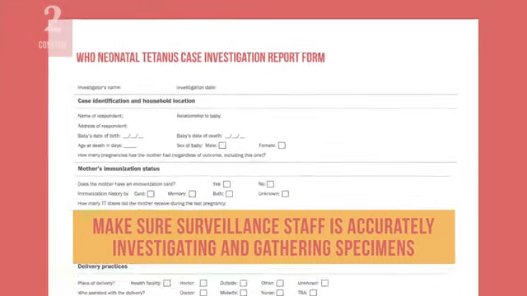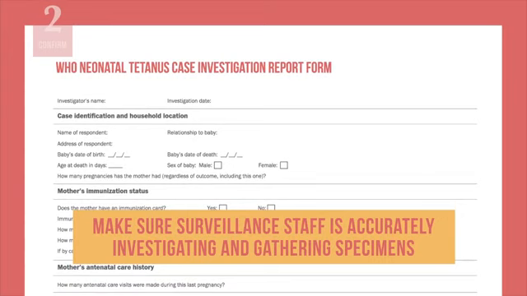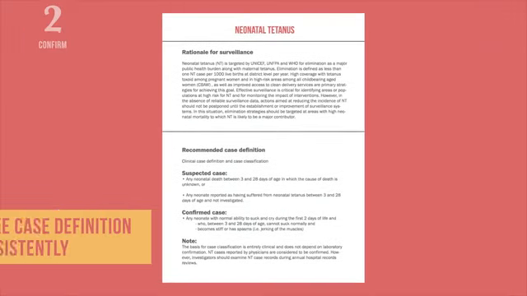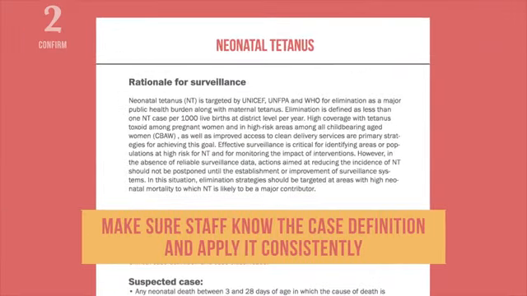Make sure the disease surveillance staff is accurately completing a disease-specific case investigation form for each suspected case and correctly gathering specimens for lab work if needed. Also, make sure staff know the working case definition and that they apply it consistently to all cases under investigation.